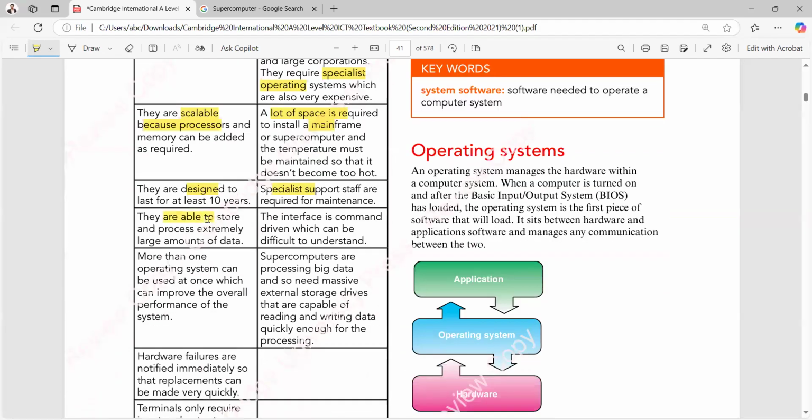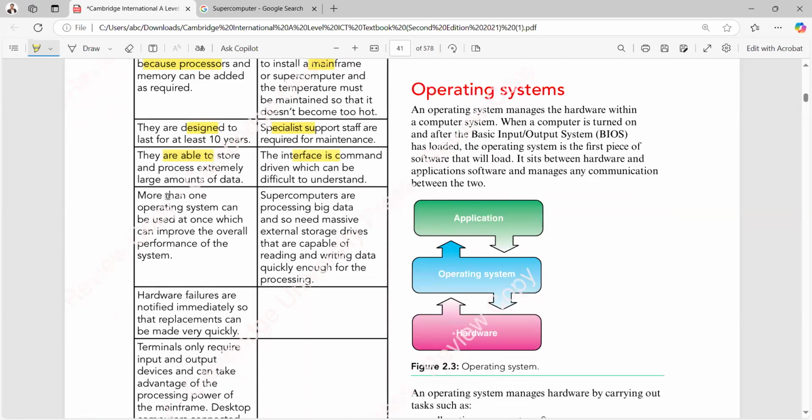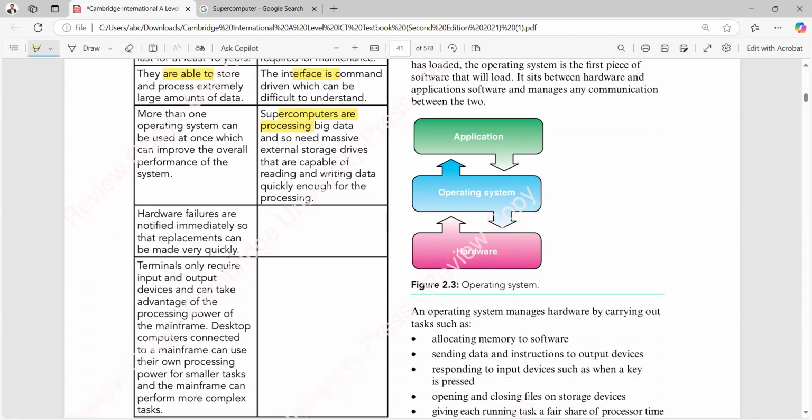Their ability to process an extremely large amount of data is a strength. Their interface is command driven, so it cannot be understood by each and everyone. More than one operating system can be used at once, which can improve the performance. But supercomputers are processing big data, so they need massive storage devices as well, which will ultimately increase your cost. Hardware failures, if there are any, can be resolved very quickly.